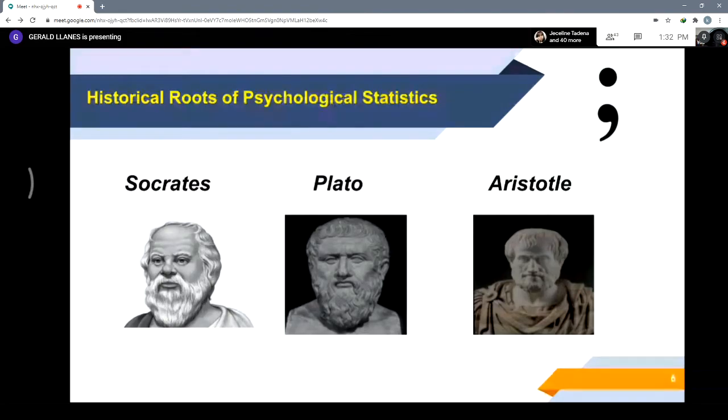Okay. Historical roots of psychological statistics. How psych stats started in the field. So ito, yung tatlo na to, syempre naman, kahit saan naman, majority of the field that we're studying today ay malaki ang impluwensya ng tatlong great philosophers na ito. We have Socrates, Plato, and Aristotle.